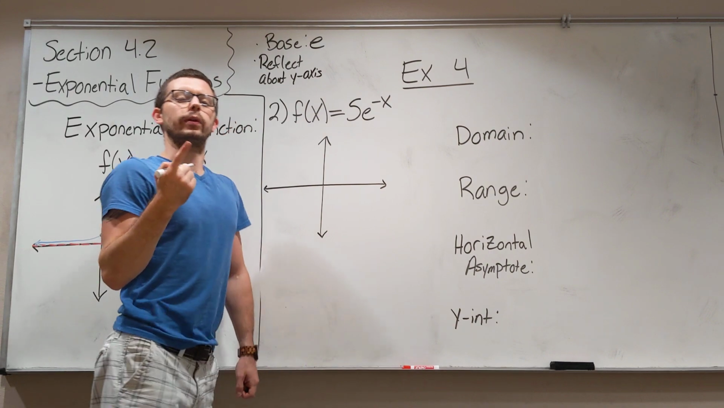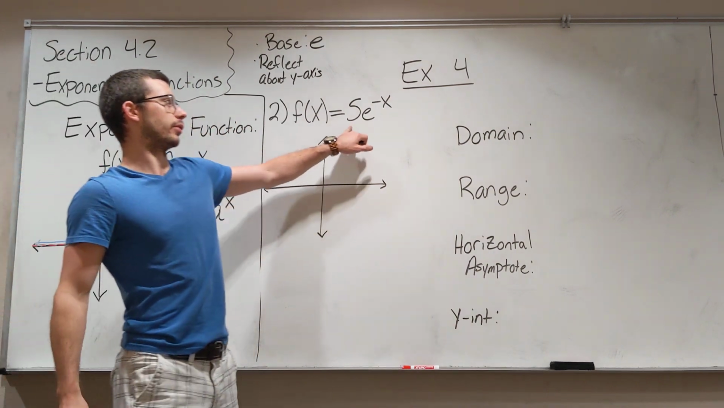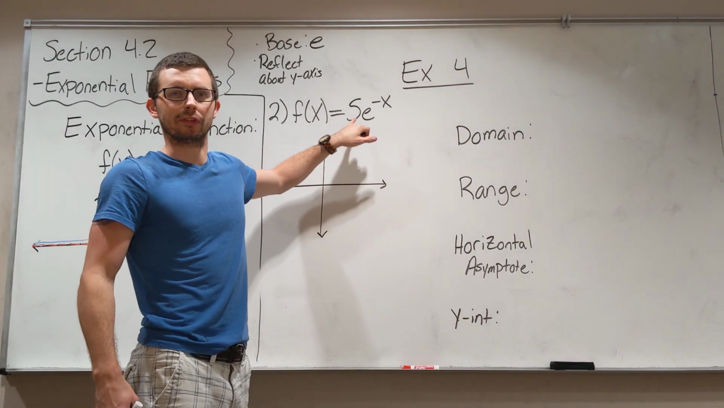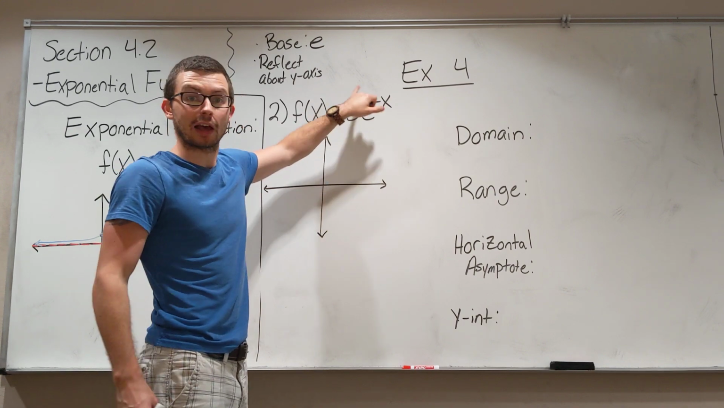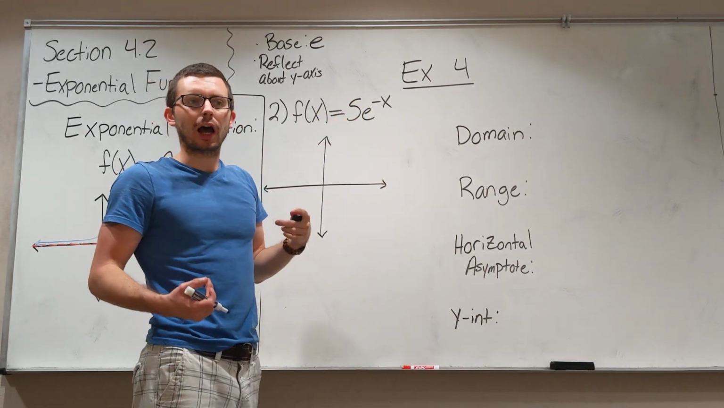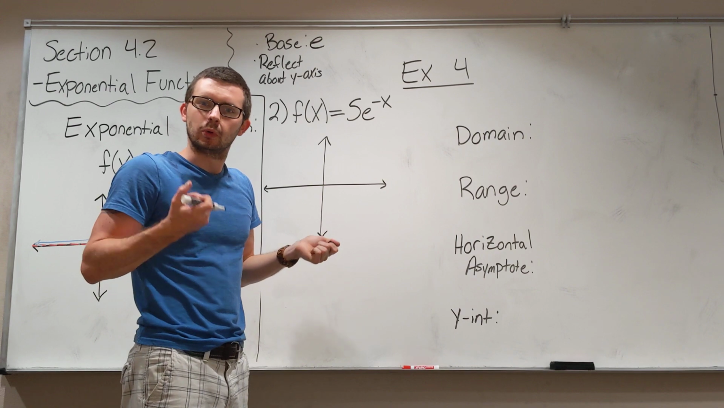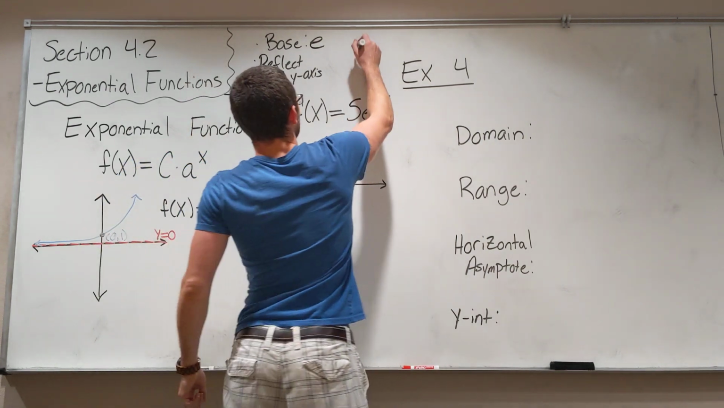And then we have one more thing we need to consider. That's what to do with the 5. Because the 5 is not a base. The 5 doesn't have an exponent. So the 5 is actually the vertical stretch in this problem.